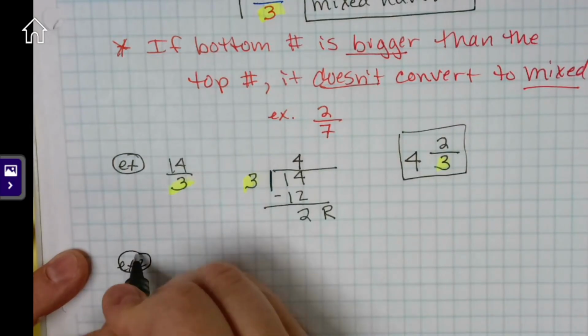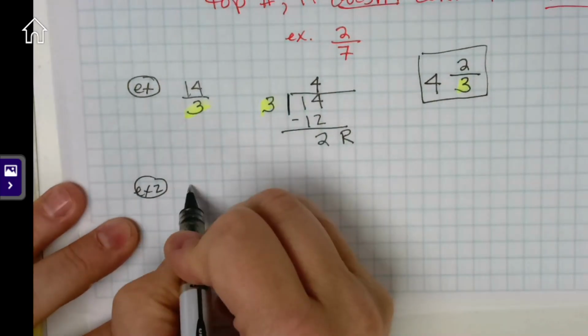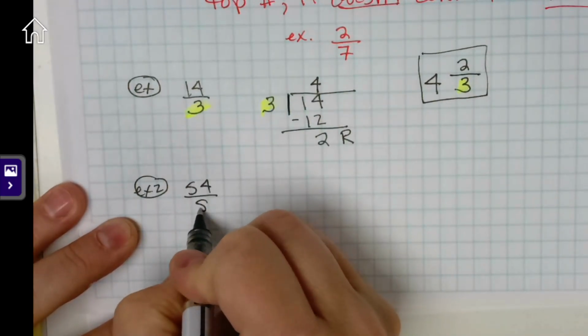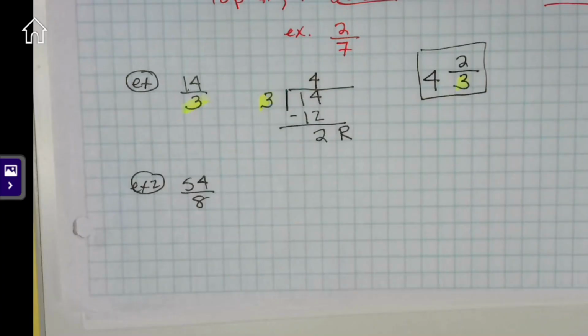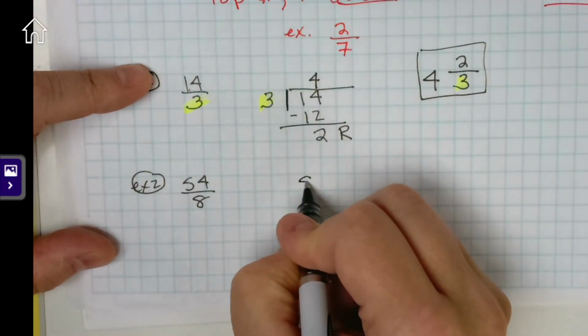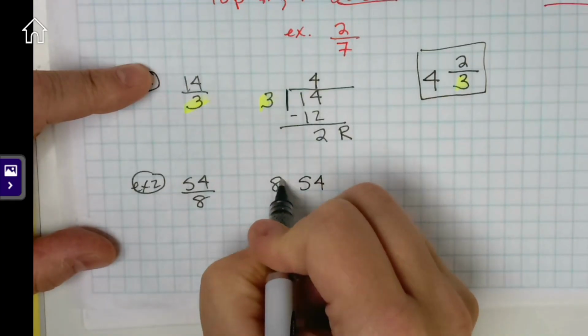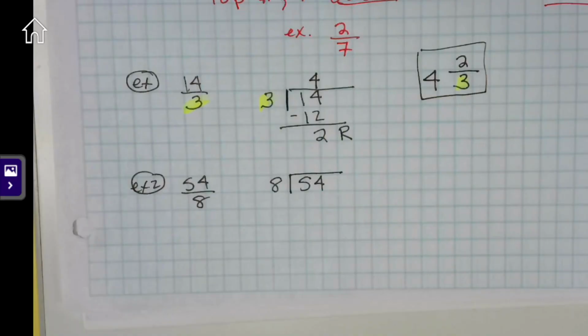All right, last example, and then we're done with notes. We're going to do 54 over 8. All right, so imagine this is a sharp wind. It knocks it over. 54 goes the farthest. The 8 doesn't go very far. The bar sticks in the ground, and there's your division setup.